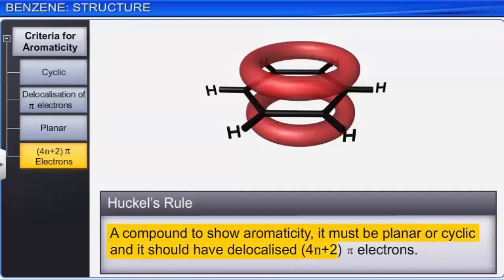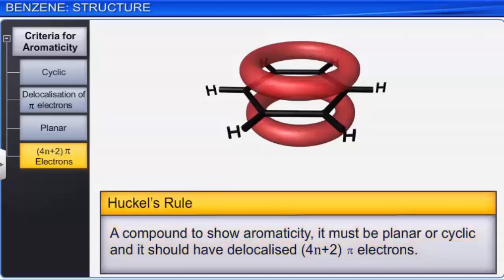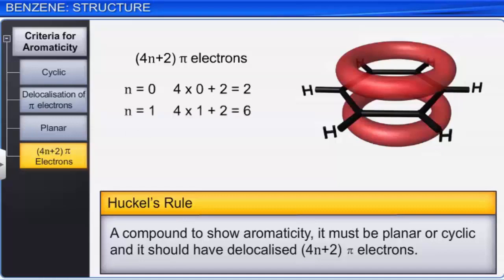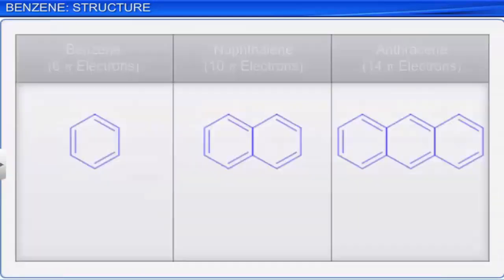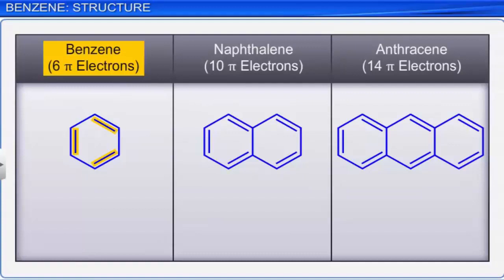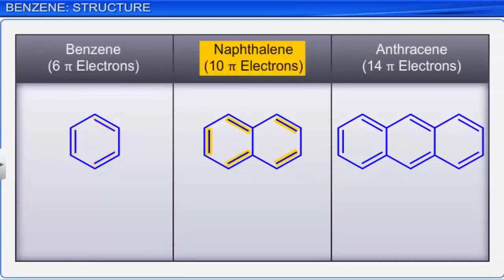Thus, according to Huckel's rule, the aromatic compounds should have a delocalized electron cloud of pi electrons, such as 2, 6, 10, 14 electrons. The examples of aromatic compounds are benzene with 6 pi electrons, naphthalene with 10 pi electrons, and anthracene with 14 pi electrons, when n is equal to 1, 2, 3, respectively.